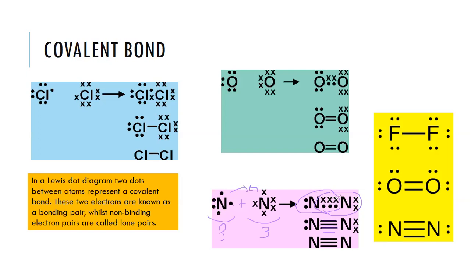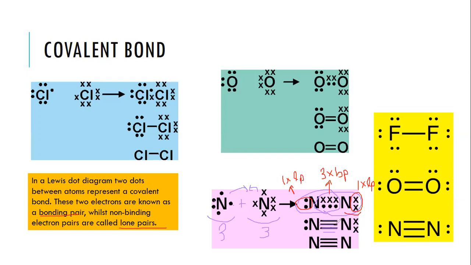As you can see, between the atoms we have 1, 2, 3 pairs, which means 3 bonding pairs. Those shared electrons are called bonding pairs of electrons. What about the nitrogen on the right hand side? We have 2 electrons, that is 1 pair. It's not shared between the atoms. That's called a lone pair of electrons. And the one on the left hand side also has 1 lone pair of electrons.